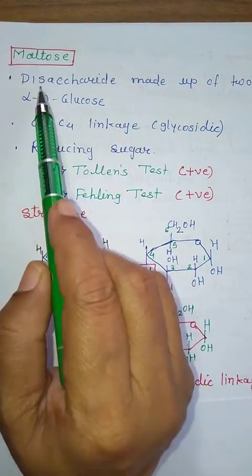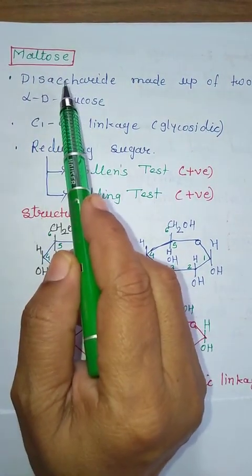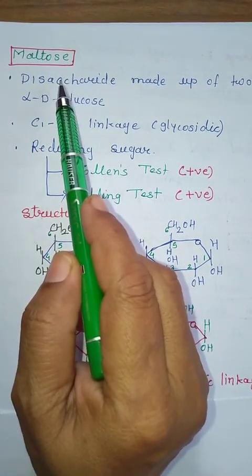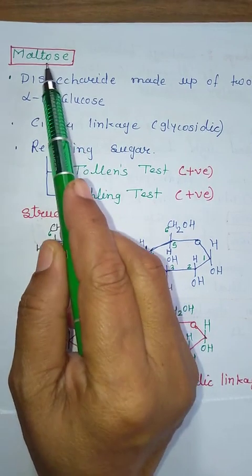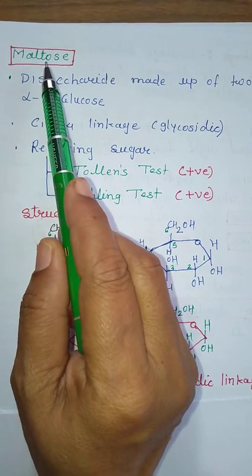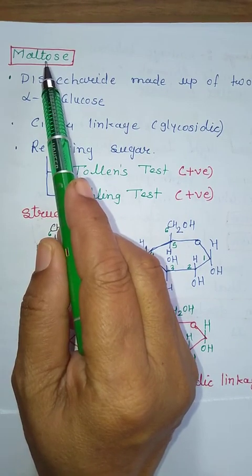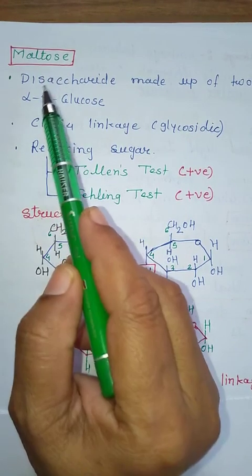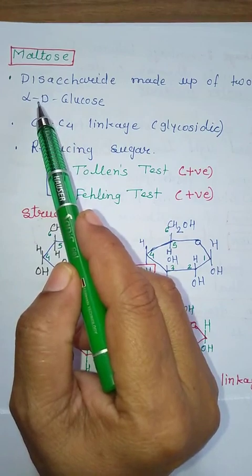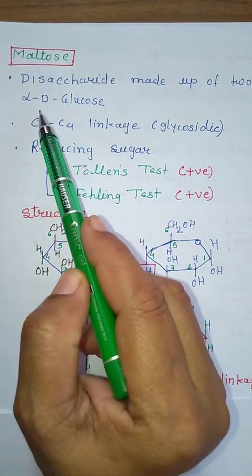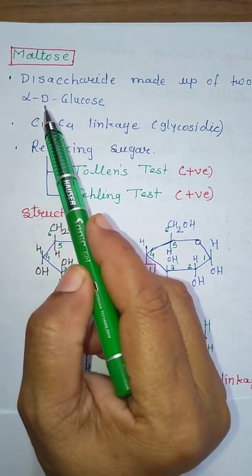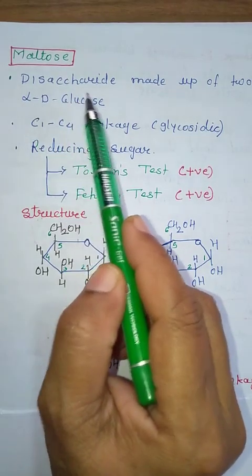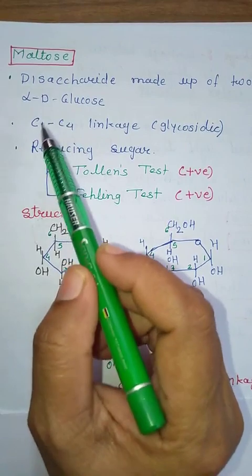Now, maltose is another disaccharide, and you know that disaccharide means those which form two monosaccharides on hydrolysis. So maltose gives two monosaccharides, and what monosaccharides will it give? It will give the monosaccharide from which it is made. So maltose is made of alpha D glucose. In my earlier videos, we have seen the structure of alpha D glucose. With that, let us start with making.